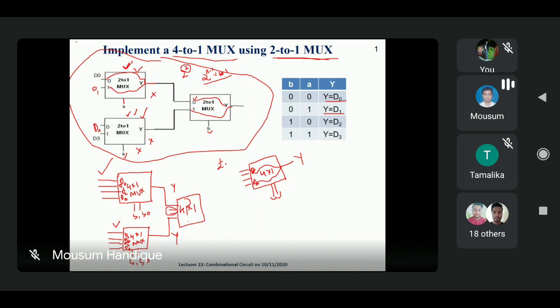So what about the other 2 lines? Where are we getting these particular 2 input lines? And if we increase the 4 to 1 mux, it goes to D0 to D15. But we are interested to construct only an 8 to 1 mux. So how can we solve this one? Can you give some suggestion?